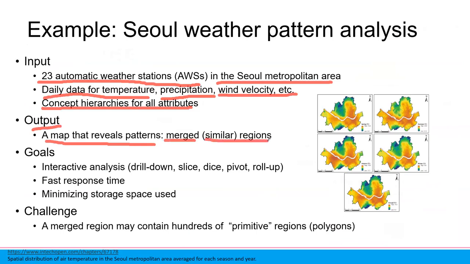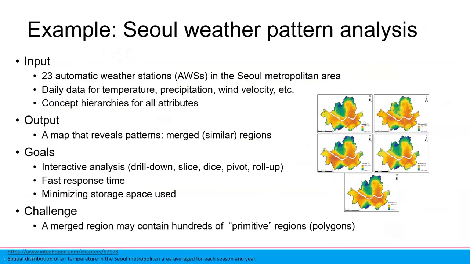They merge the similar regions. Maybe you know Gangnam-gu here, or this one, maybe Dongdaemun-gu. If you look at this color, it represents the temperature. The more red, the higher the temperature. The lower temperature is shown in blue. So in the spring, this area has lower temperature and this area has higher temperature. Maybe more people live here, many people travel, there are many cars. But this area has fewer cars and less population, so that's why the temperature is low.